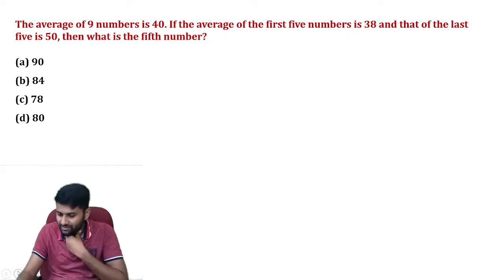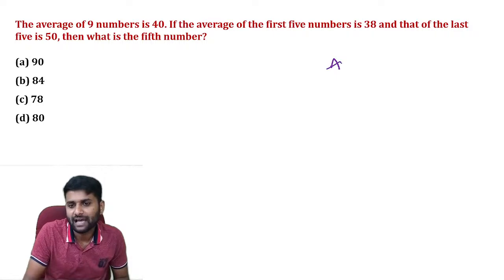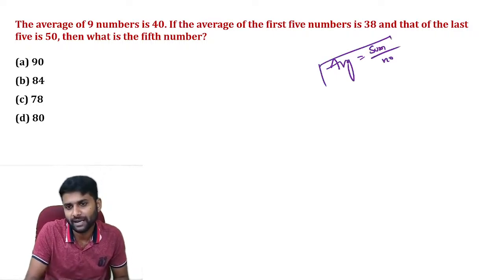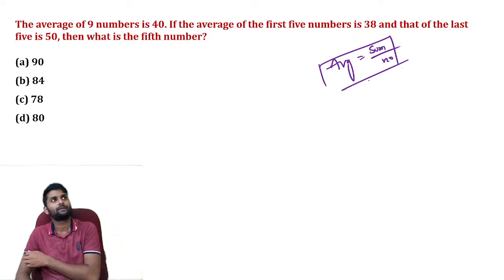Go through this concept, average. Guys, average is all about the sum of observations divided by the number of observations. It's all about average: sum by number.